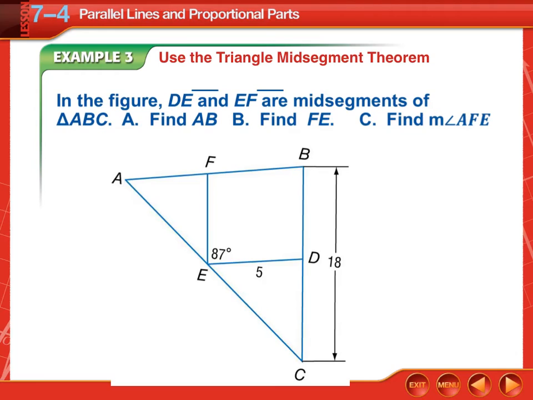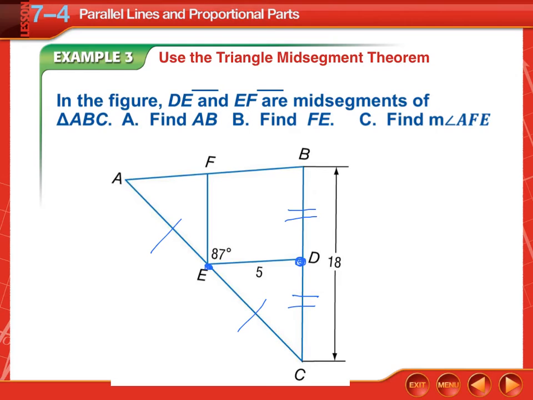All right, let's try to use this mid-segment theorem here on this problem. In the figure, DE and EF are mid-segments. So let's mark that. DE is a mid-segment. That means E is a midpoint, D is a midpoint. If E is a midpoint, AE is congruent to EC. If D is a midpoint, BD is congruent to DC.